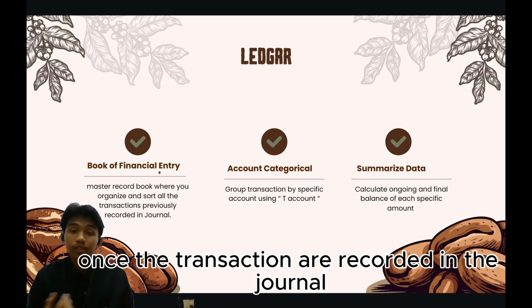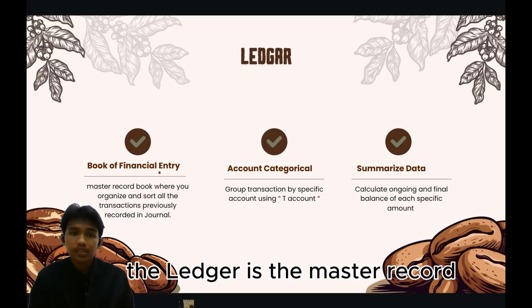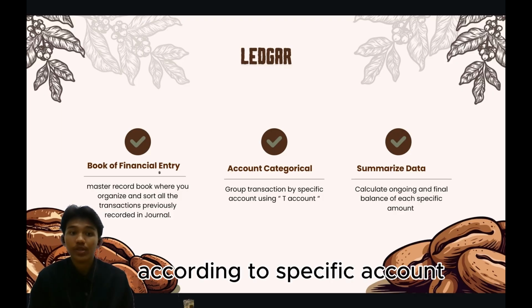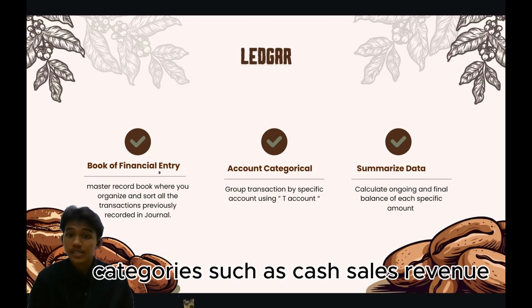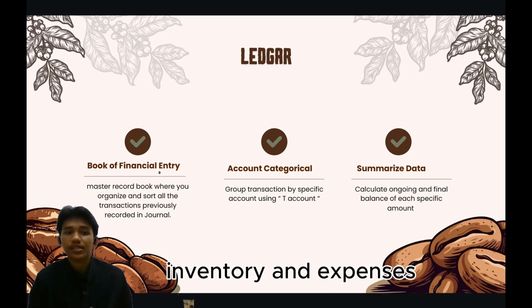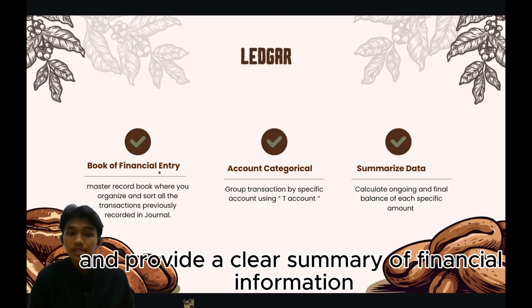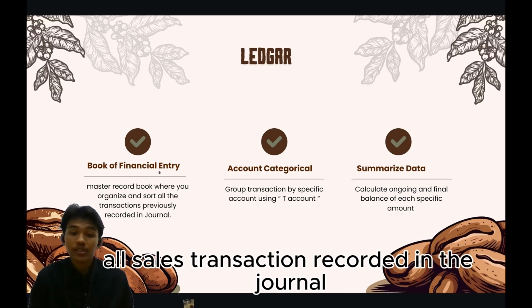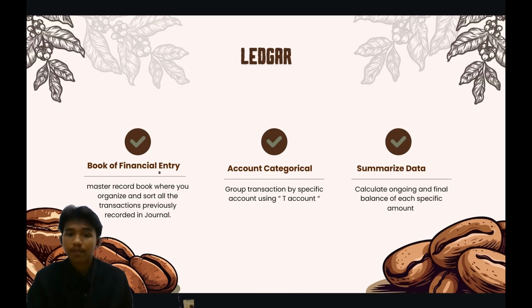Once the transactions are recorded in the journal, they are next transferred to the ledger. The ledger is the master record where transactions are grouped according to specific accounts. It uses the accounts to classify information into categories such as cash, sales revenue, inventory, and expenses. The ledger helps calculate the balance of each account and provide a clear summary of financial information. For example, all sales transactions recorded in the journal will be collected under the sales revenue account in the ledger.